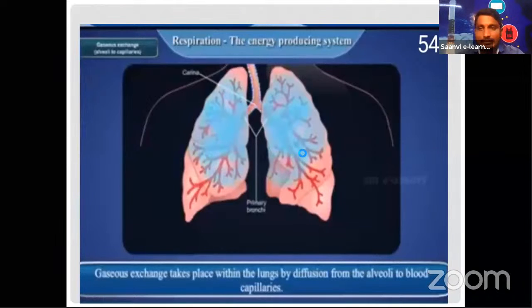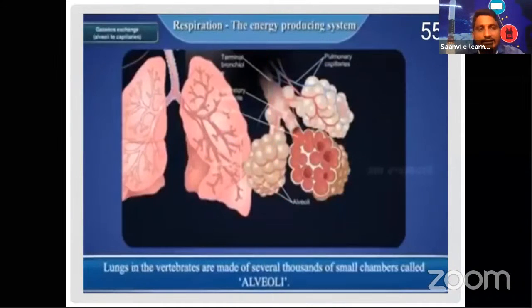Next, look at the screen, all of you. Lungs in the vertebrates. What are vertebrates? Those which have a vertebral column. We also come under vertebrates because we have a backbone, a vertebral column. So lungs in the vertebrates are made of several thousands of small chambers called alveoli. Alveolus is singular, alveoli is plural.